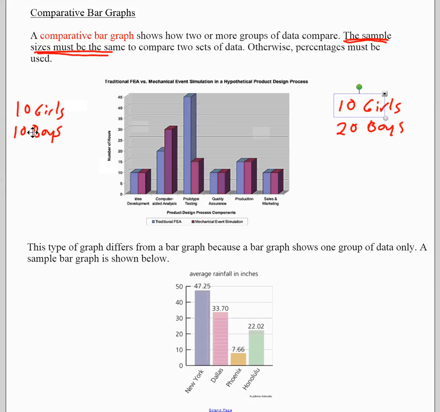Here, if we said that 8 girls' favorite color was green, but 12 boys' favorite color is green, we can't say that more boys like green, because 8 out of 10 is a very different number than 12 out of 20. So what we have to do in this case is use percentages. So when the numbers are not the same, we have to convert to percent. When the numbers are the same, we can just compare the numbers as is, or we can choose to convert to percent. So that's something really important when you're making a comparative bar graph. You can only use the numbers if the numbers of what you're comparing are equal. If the numbers of what you're comparing are not equal, you must convert to percentages.